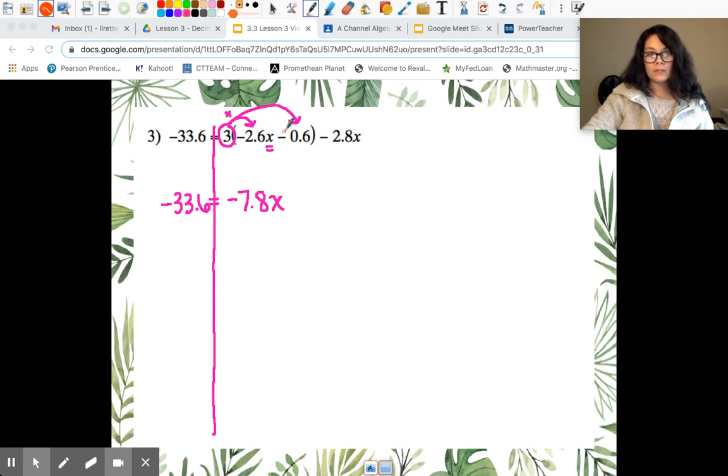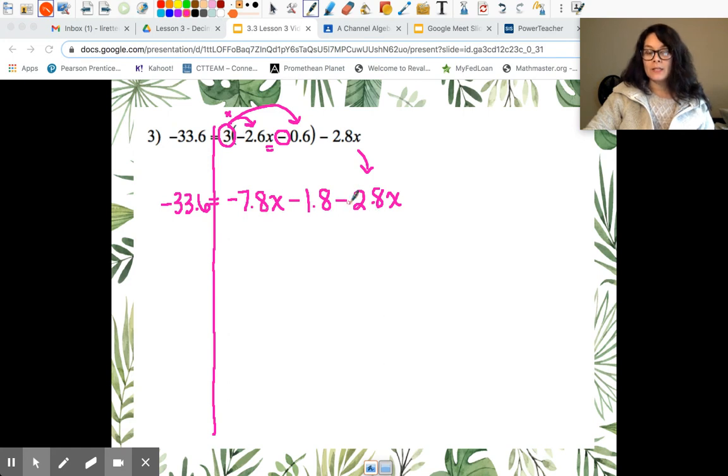3 times -0.6. Careful with that next product. That 0.6 is a negative. 3 times -0.6 gives me a -1.8. So I've got to make sure to bring down that minus sign that I got when I multiplied. And then this -2.8x is just coming down for the ride because we didn't distribute to it yet, or at all, because we're not supposed to. It's not in the parentheses.